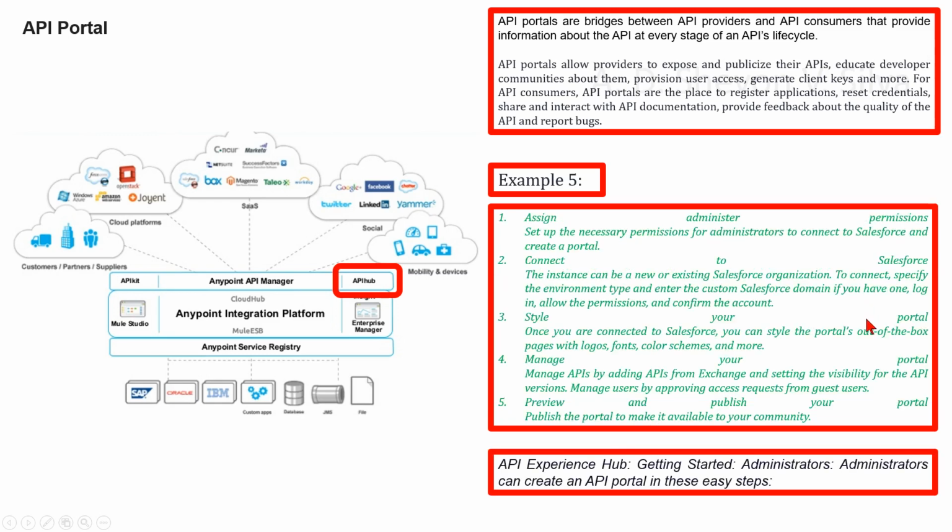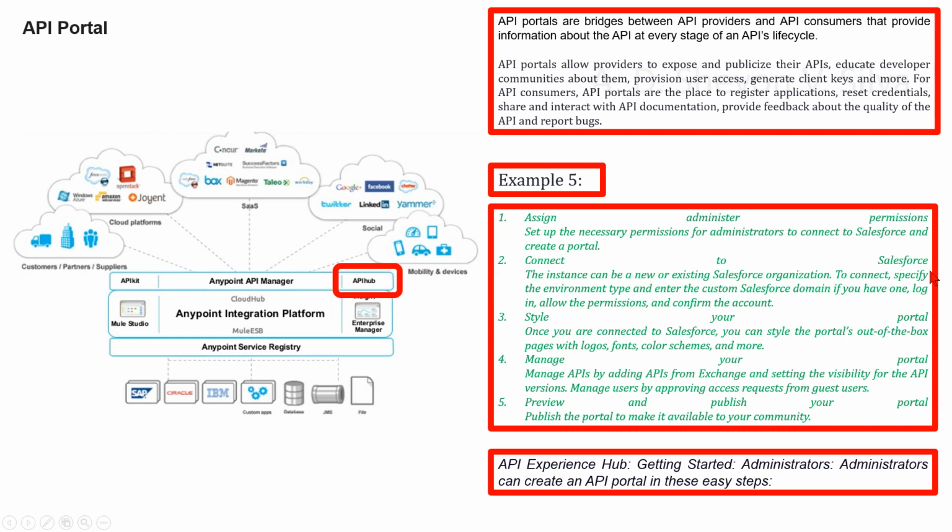Now we are considering administrators in getting started in API Experience Hub. The following users can get started with these links: administrators and developers. Here we are considering administrators. Administrators can create API portals in these easy steps. One, assign administrator permission. Set up the necessary permission for the administrators to connect to Salesforce and create a portal.